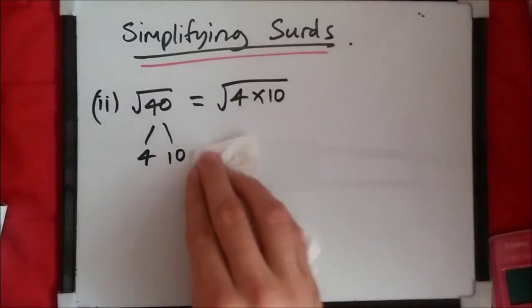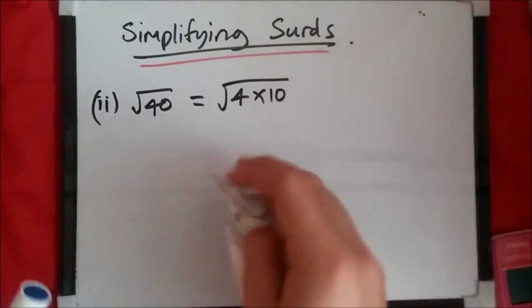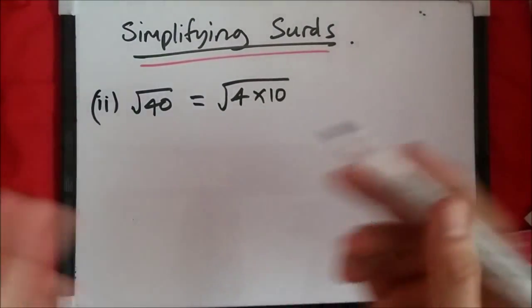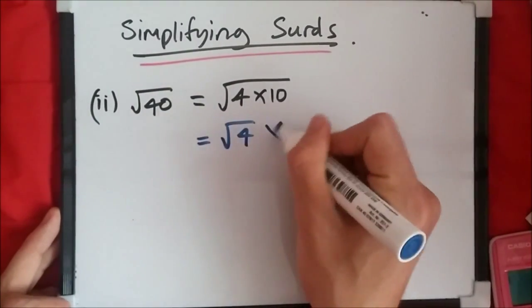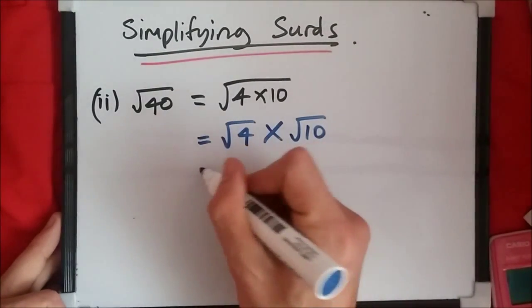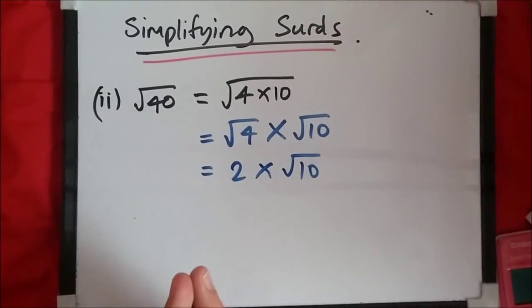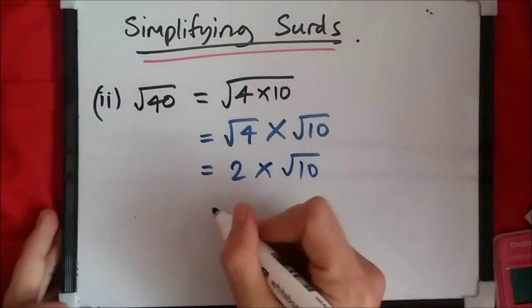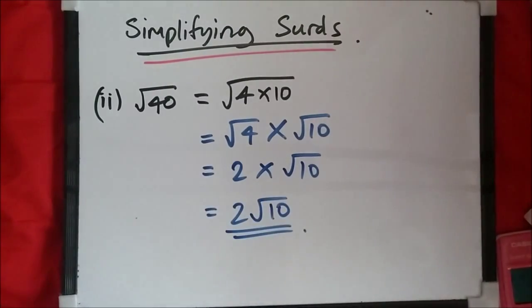Thanks to the law of multiplication, when you have two numbers multiplied inside a root, you can separate them and stick a times outside. So it'll be root 4 times root 10. And the square root of 4, we just said, is 2. Just like in the previous example, we glue them together, so 2 root 10. And that's it for example 2.